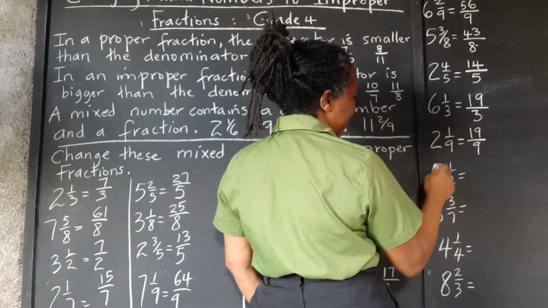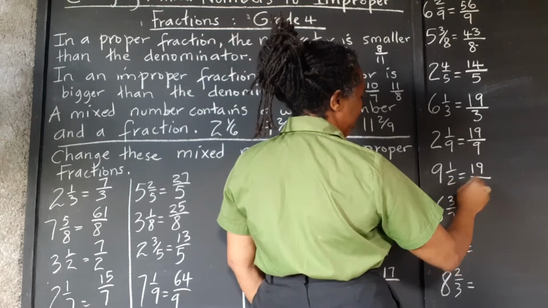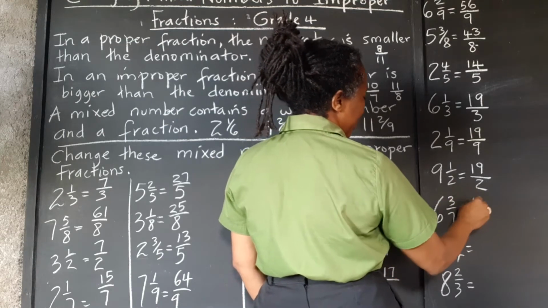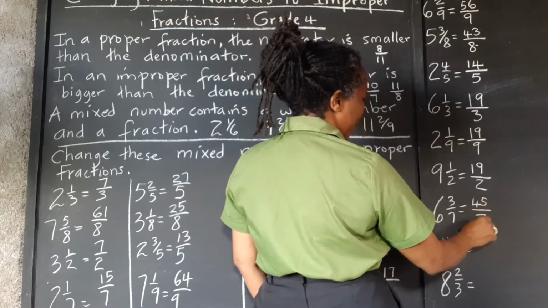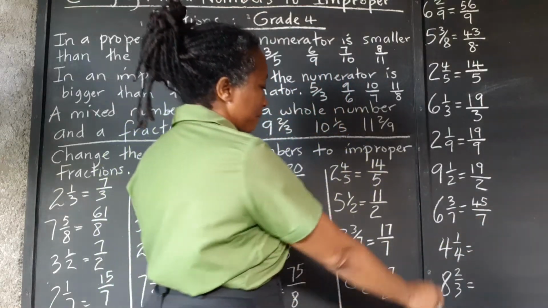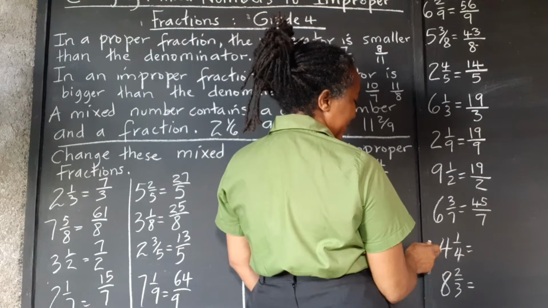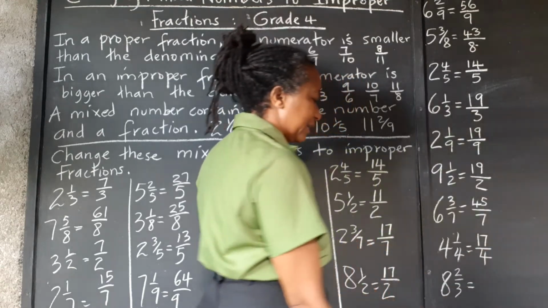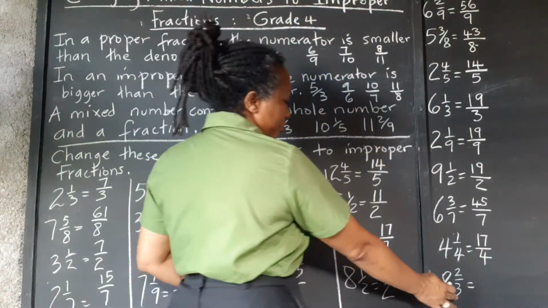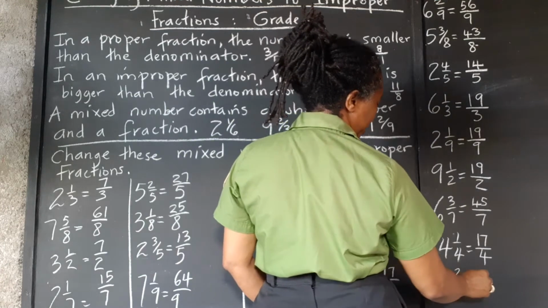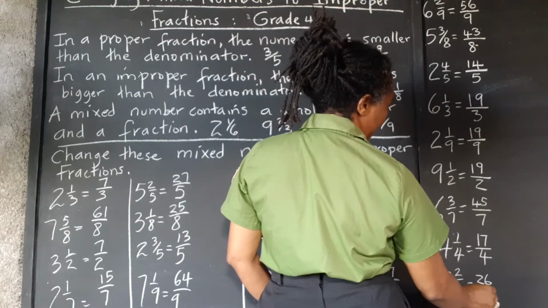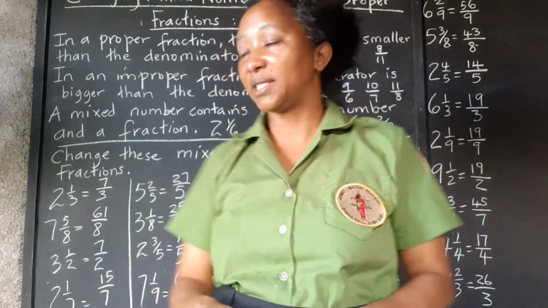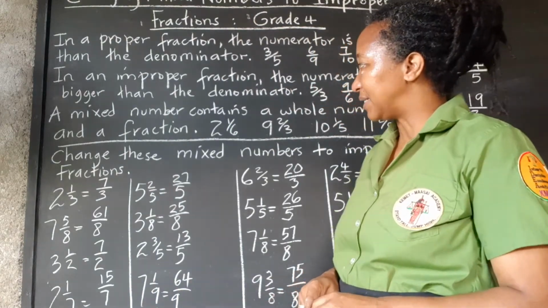2 times 9 is 18 plus 1, 19 over 2. 7 times 6 is 42 plus 3, 45, back over 7. 4 times 4 is 16 plus 1, 17 over 4. And finally, the final example, 3 times 8 is 24 plus 2, 26 over 3. Right? So we did quite a number of examples.